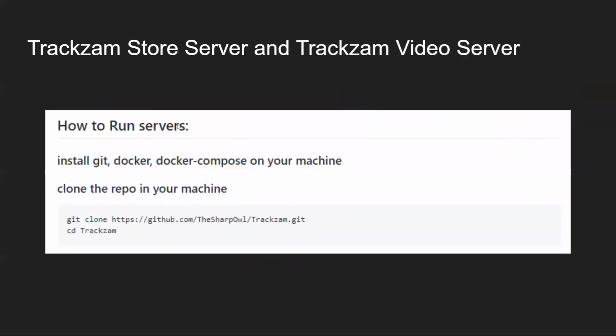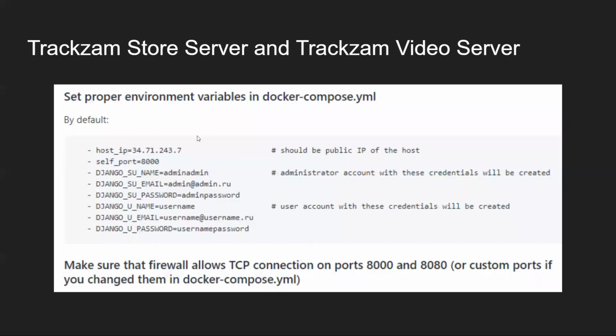How do we handle servers? Like how do you install them? Install Git and Docker Compose on your machine, clone the repo. After that, set proper environment variables, like the host IP on which your Docker will run, the port, and these 6 variables. Do you remember username and username password? They are set here when the server is first launched. So set them, launch the server, and tell the user the client credentials.